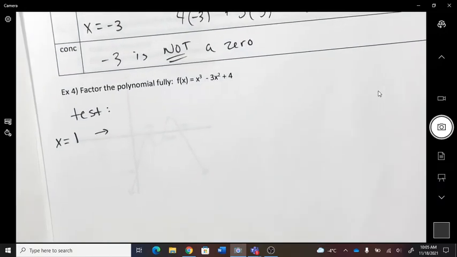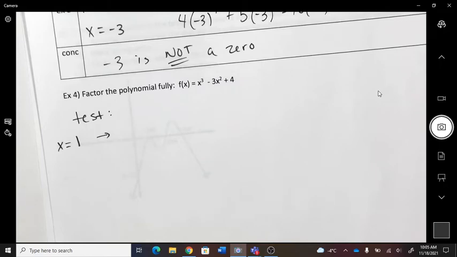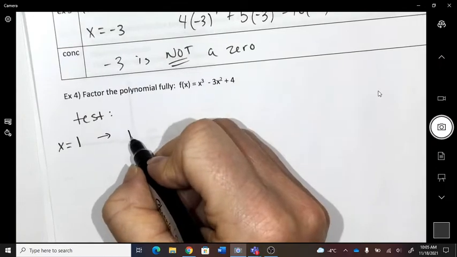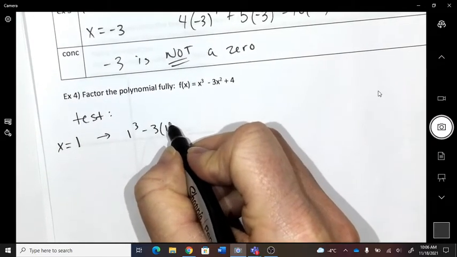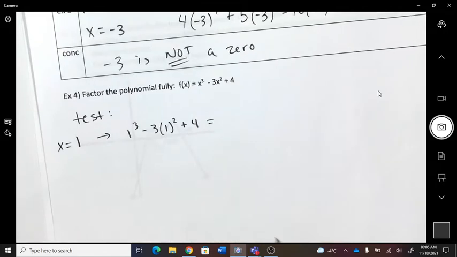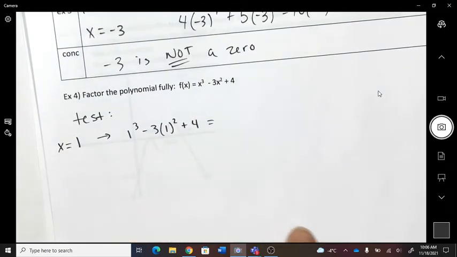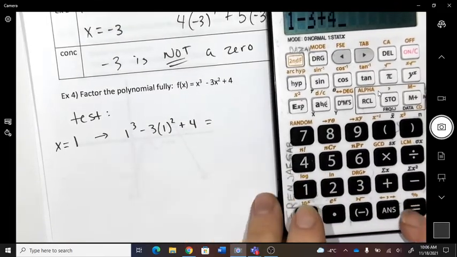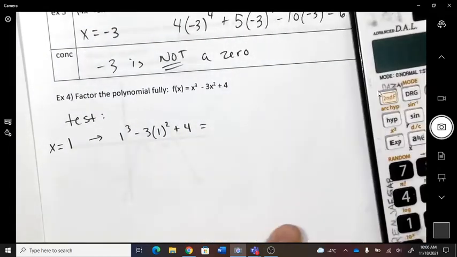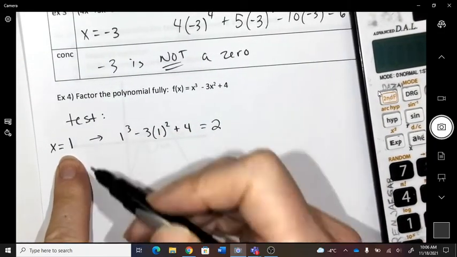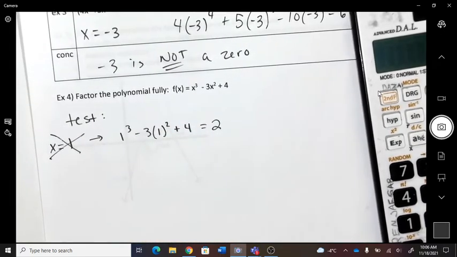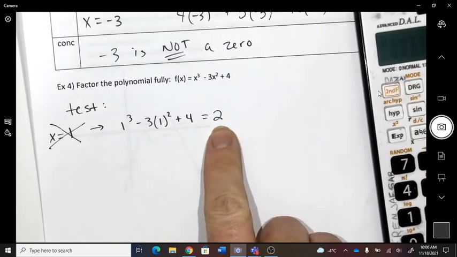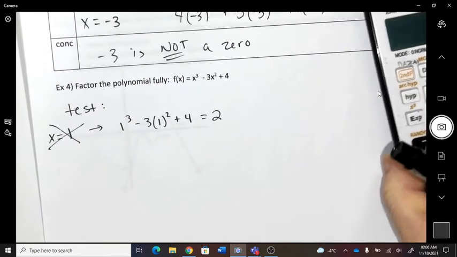Does 1 work as an x-intercept or a 0? So plug it in. 1 cubed minus 3 times 1 squared plus 4. So 1 subtract 3 plus 4 equals 2. Is this an x-intercept or not? No. Because what am I looking for it to equal? I'm wanting it to equal 0.